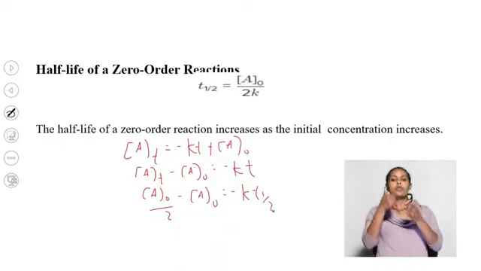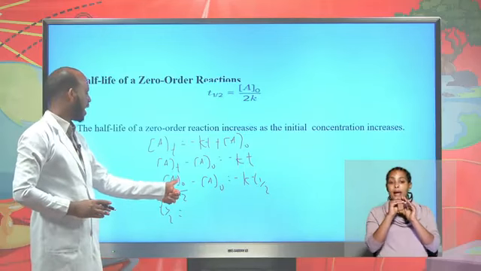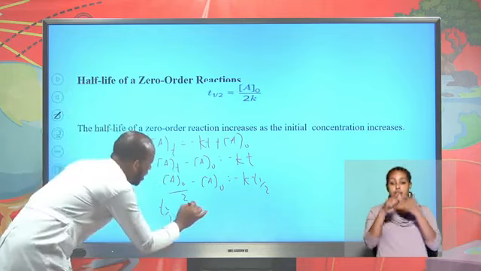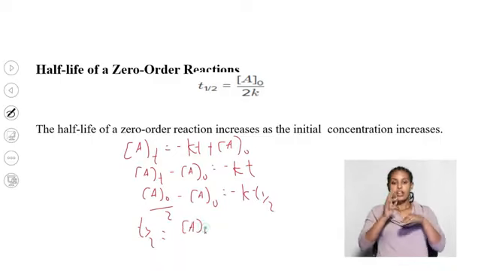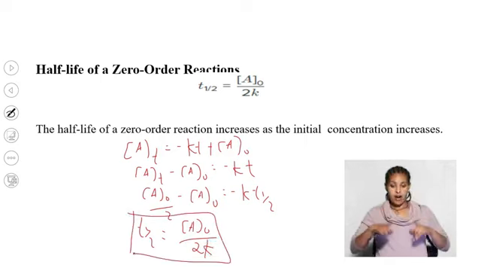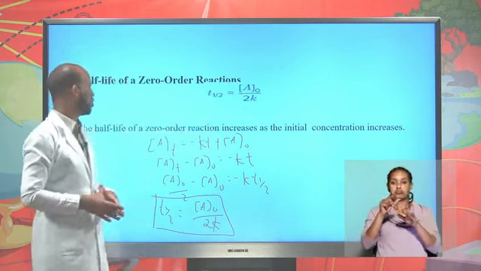From this, T half equals A naught divided by 2 minus A naught, which is minus A naught divided by 2. Therefore, T half equals initial concentration A naught divided by 2 times K. This is the half-life time for a zero order reaction: T half equals initial concentration divided by 2K.